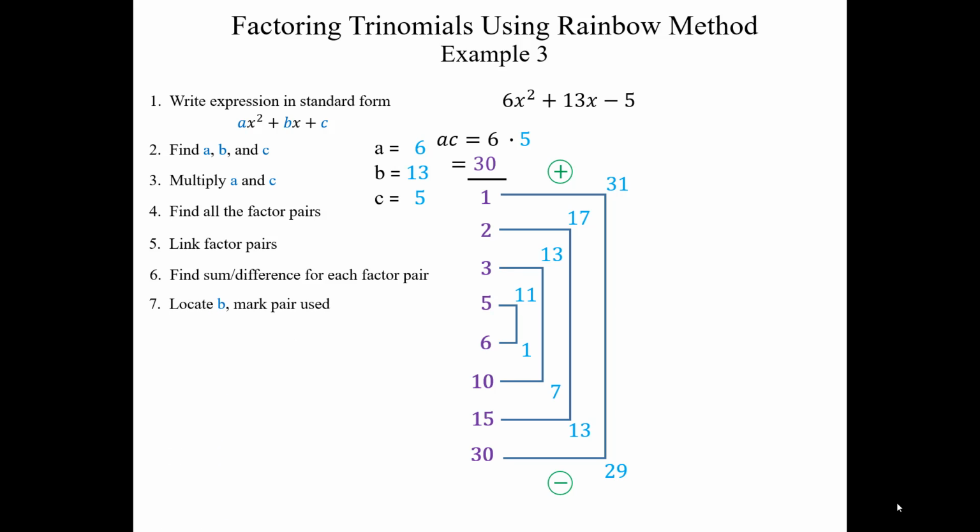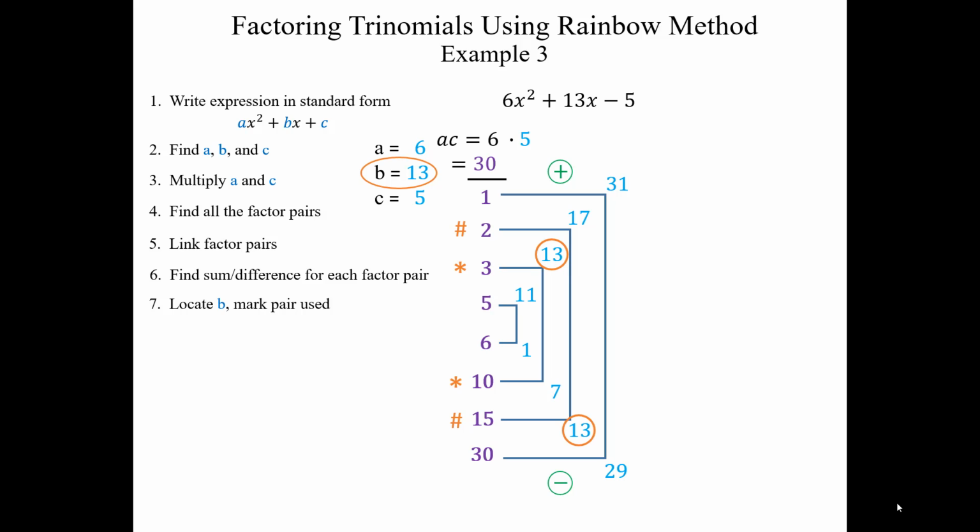So now we need to locate B and mark the pairs it's used. So we see from our list here that B is a 13. And here in an upper corner we have a 13, and we used the 3 and the 10 to form the 13. But in this rainbow, there's a second 13 down here. And we use the factors of 2 and 15 to form it.